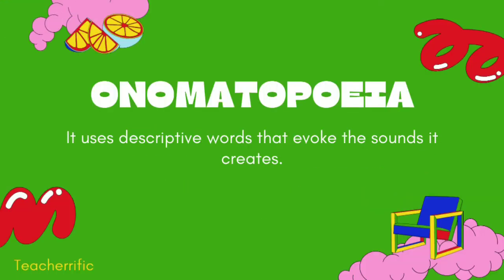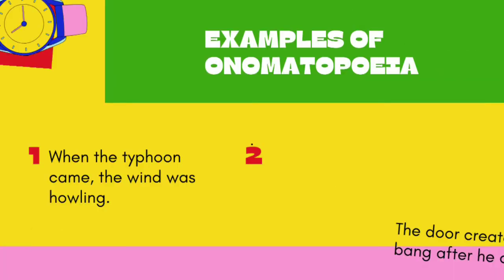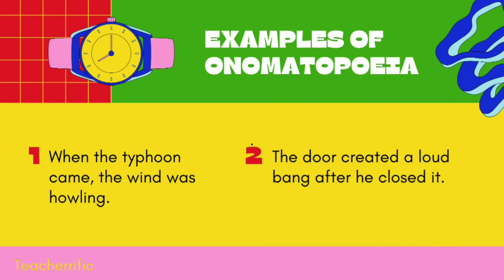Next is onomatopoeia. It uses descriptive words that evoke the sounds it creates. Here are examples of onomatopoeia. Number 1. When the typhoon came, the wind was howling. The created sound of the wind is being indicated in this sentence, which is howling.